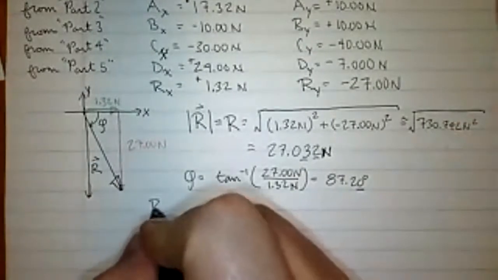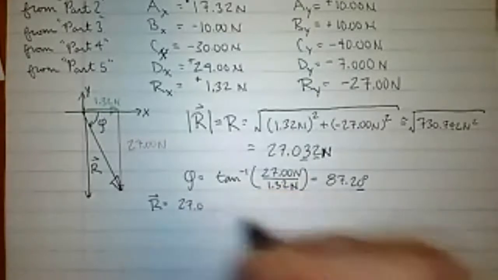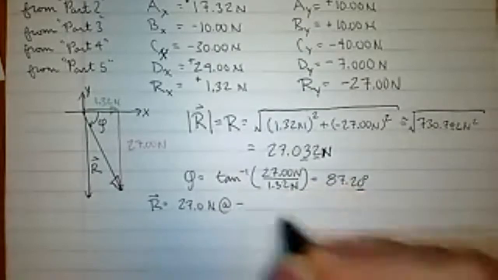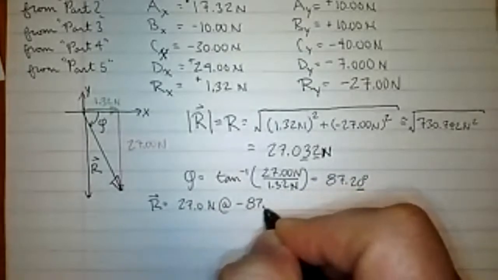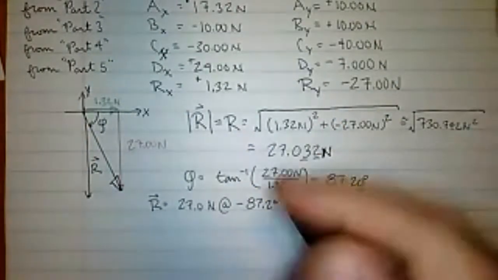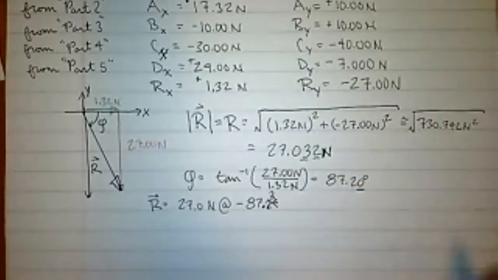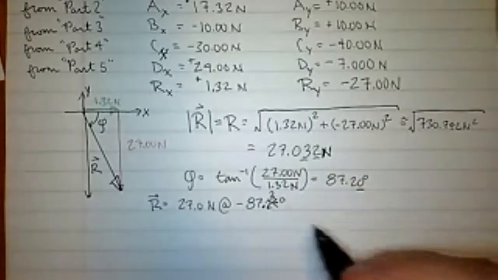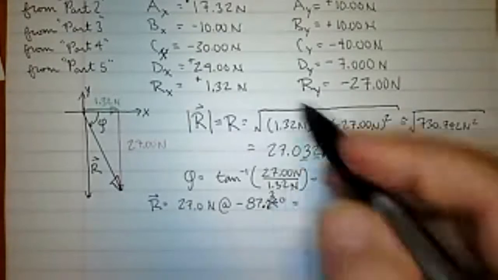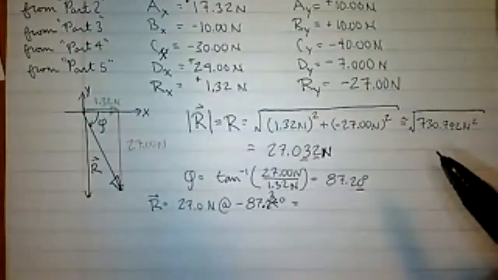Well, we can say the vector R is 27.0 newtons at negative 87.2, or excuse me, 87.3 degrees. So that's negative 87.3 degrees. Sorry about that looking so terrible. Another way we could express that, and notice I said it's negative because it's measured clockwise from the positive x-axis. That's the definition of a negative angle.